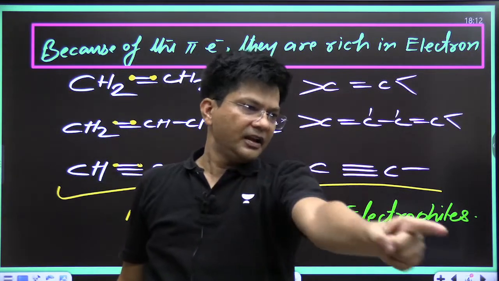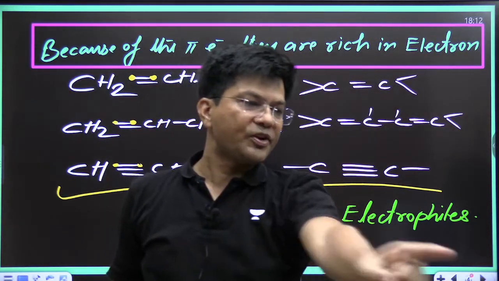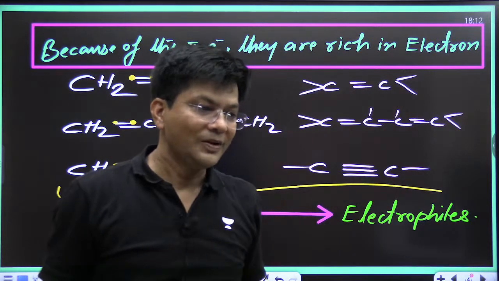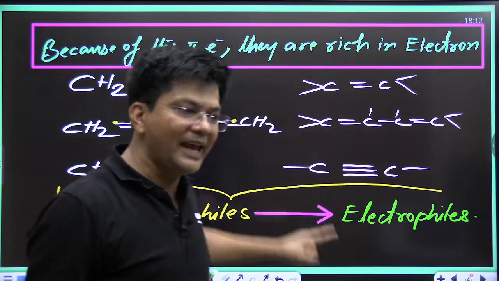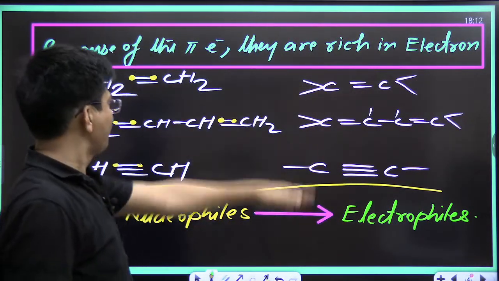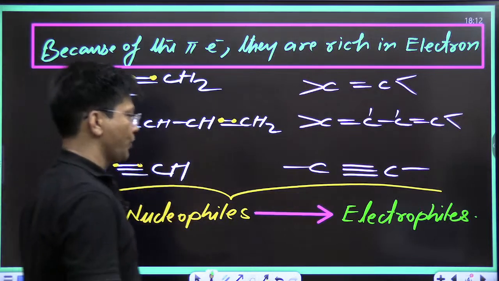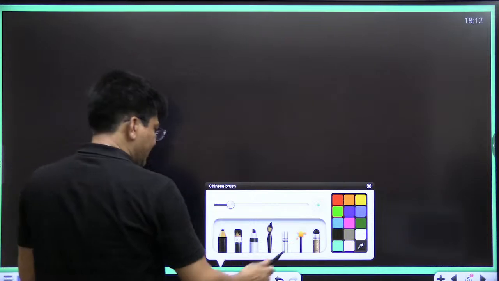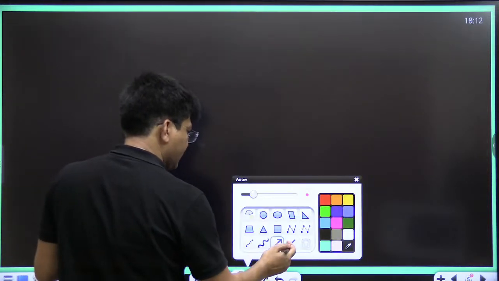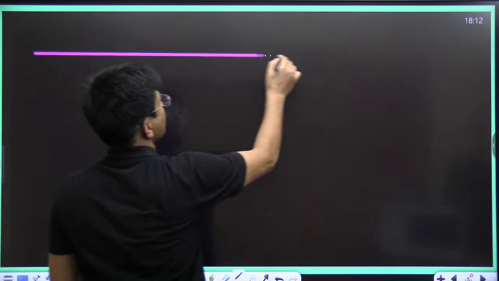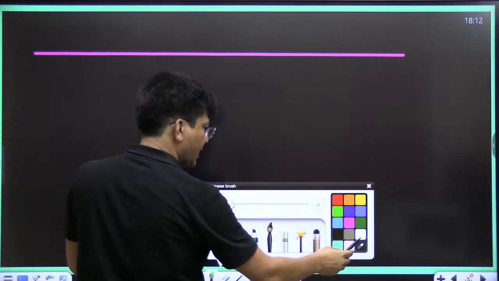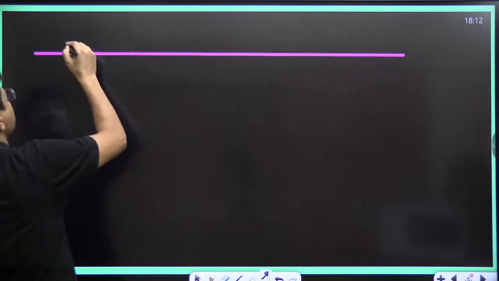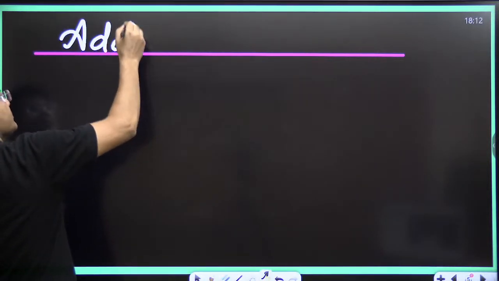What type of reaction will they go through? In the chat section, write down what type of reaction they will go through. Yes, I will say they will go through electrophilic addition reaction. Now, my dear students, see, if I write any alkene, first of all let me categorize. Right now I'm going to tell you about electrophilic addition reactions. The first reaction is addition of HX.